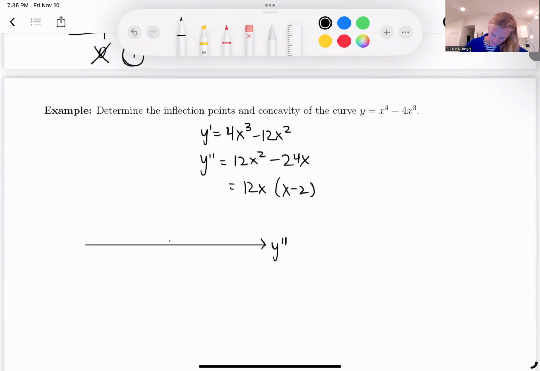The second derivative is 0 at 0 and at 2. We're going to plug in numbers. So let's plug in a number less than 0. The 12 times a negative number will be negative. The negative number minus 2 will be negative. So we're getting a positive value out here. Plugging in, say, 1 will give me a positive times a negative. So that'll be a negative. And then plugging in 3 will give me a positive times a positive. So this gives me a positive.